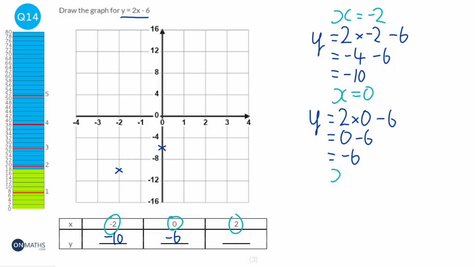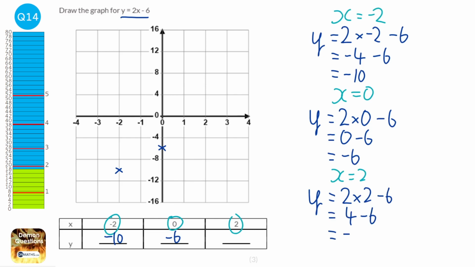And finally we've got x equals 2. 2 times 2, take away 6. It's going to be 4, take away 6, and that's going to be minus 2. So 2 is going to be at minus 2. Now you need to make sure that you draw the full graph in, and not just the graph between the points. So make sure it continues all the way to where the graph finishes. And there we go.